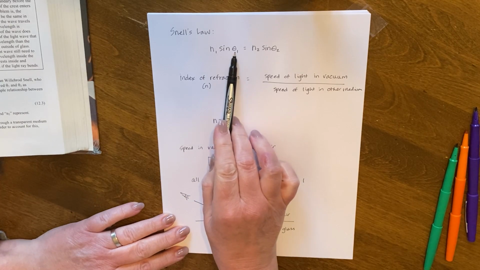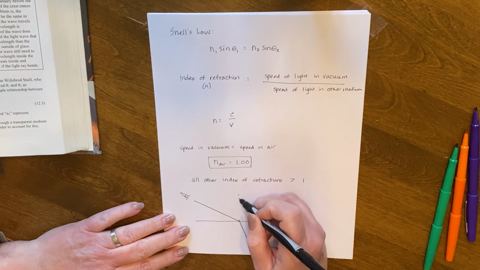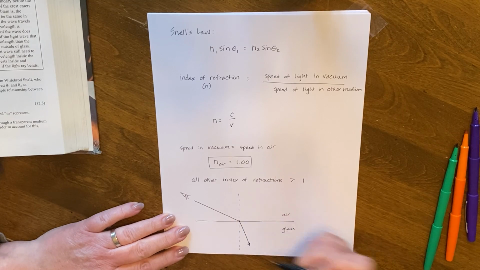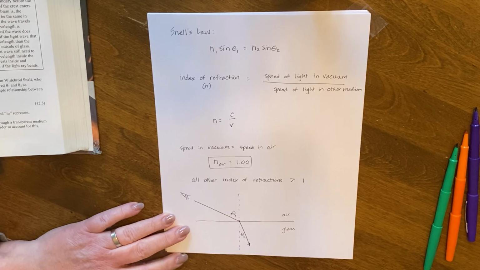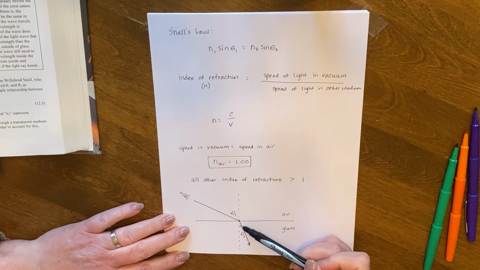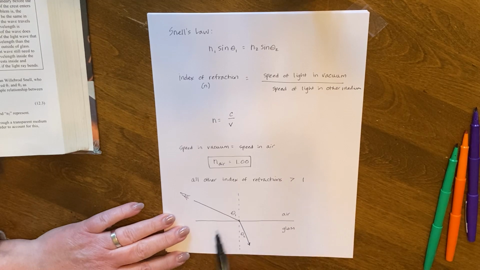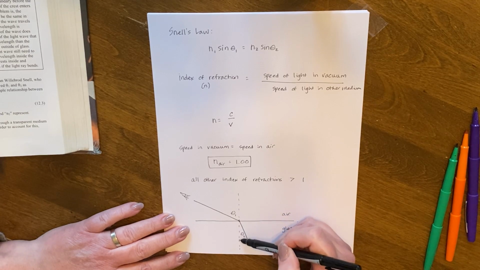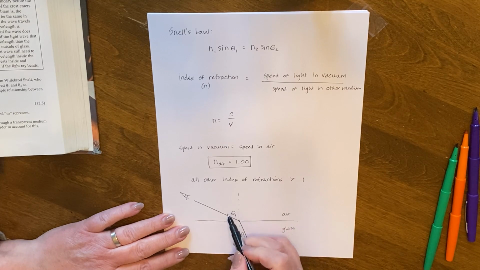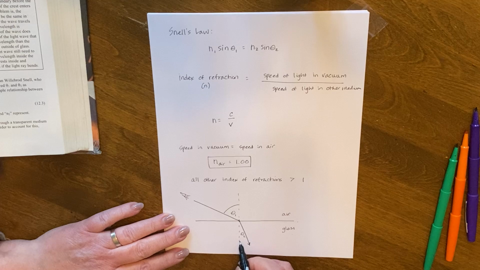So when we're talking about these angles, theta 1 and theta 2, I'm going to try to show you where those angles are. This is theta 1. This is theta 2. Again, it's the angle that would be created if we made an invisible perpendicular line to the line that results from where the two different mediums intersect. Okay, so above the line we have air, below the line we have glass. I'm going to draw an invisible perpendicular. This is my theta 1. This is my theta 2.